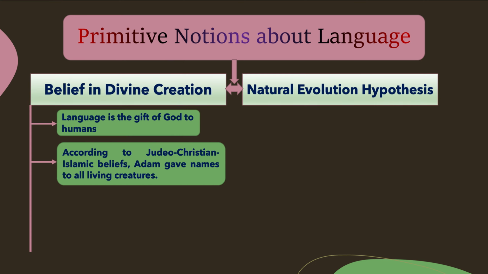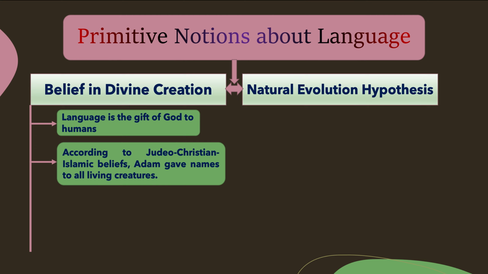The second is, according to Judeo-Christian and Islamic beliefs, Adam gave names to all living creatures. Those who believe that language is a divine creation, a gift from God to humans, according to this belief, like Judaism, Christianity, or even Islam, all believe that Adam gave names to all living creatures.